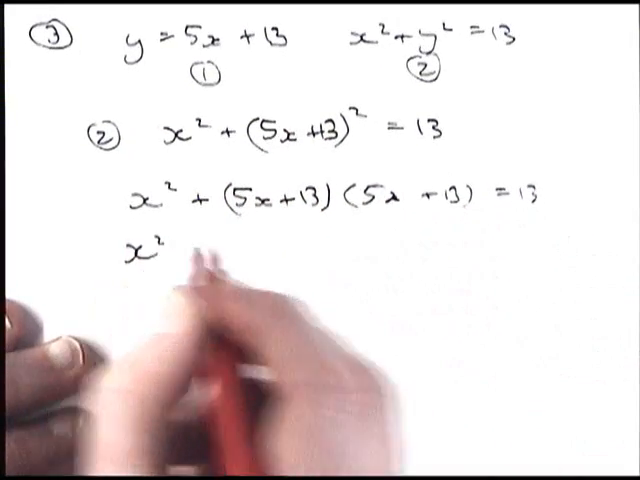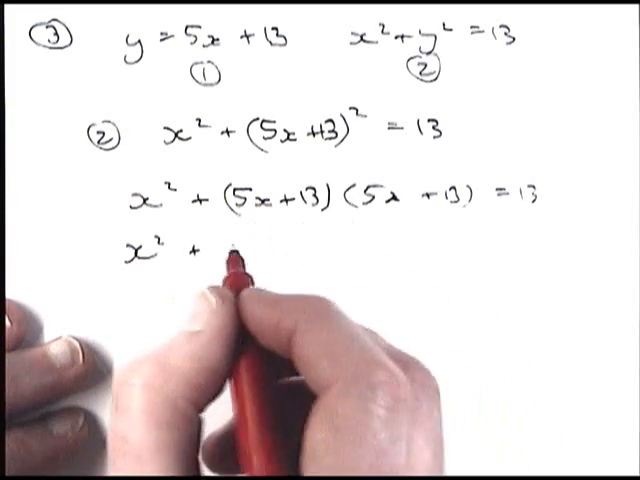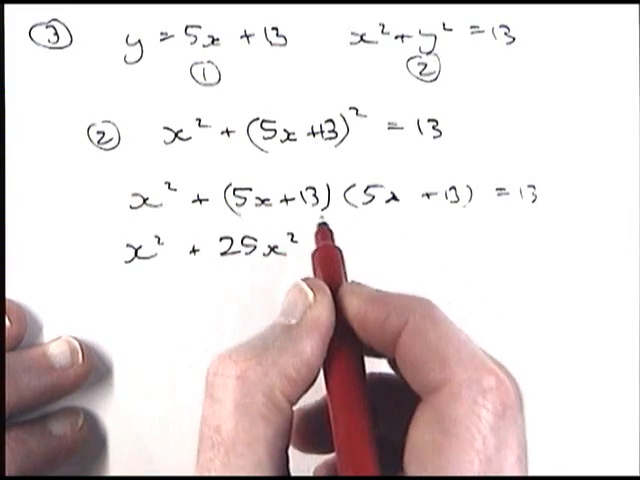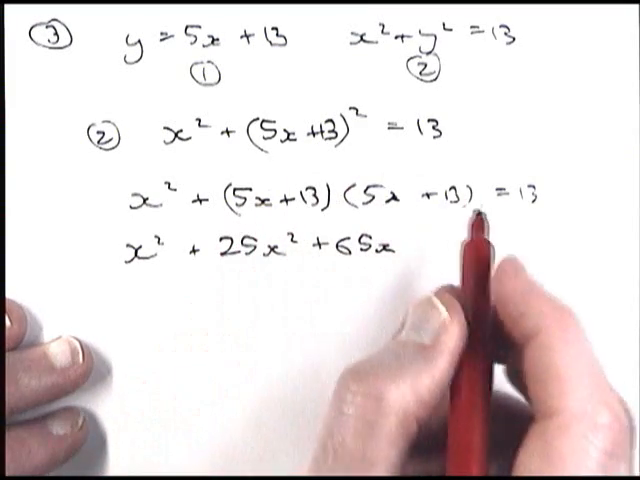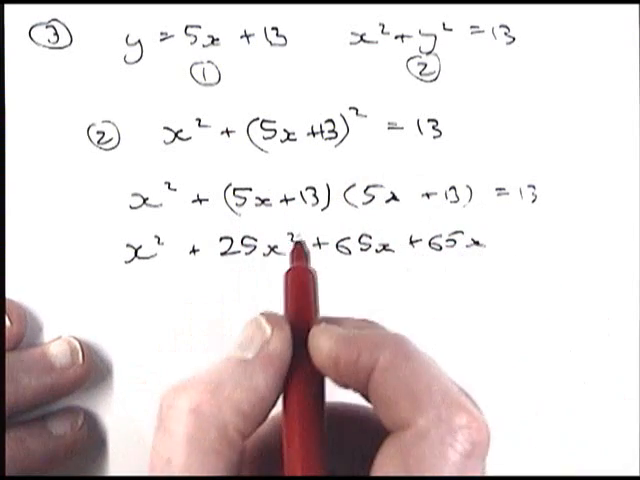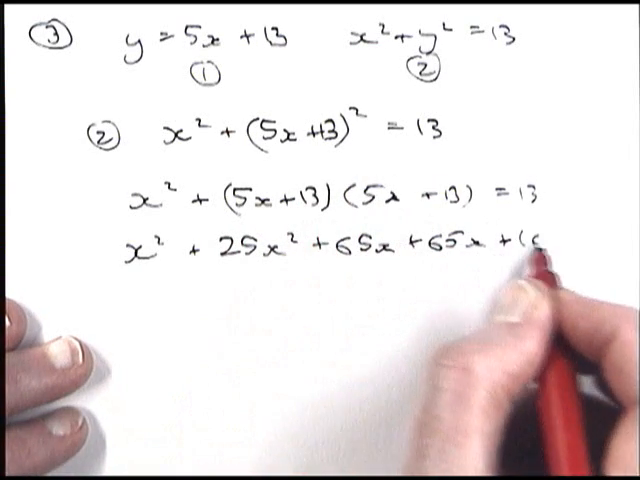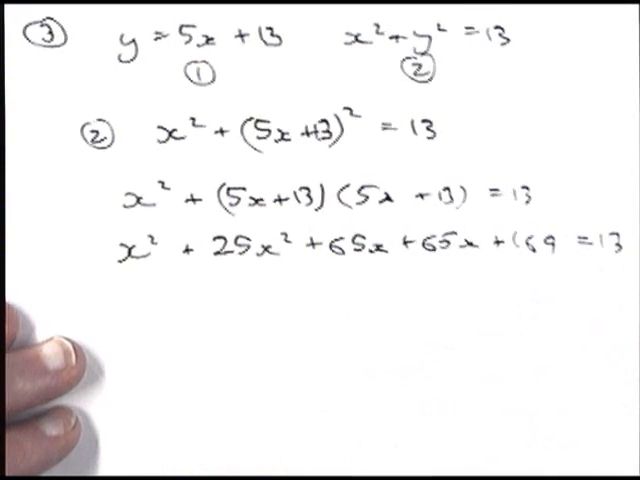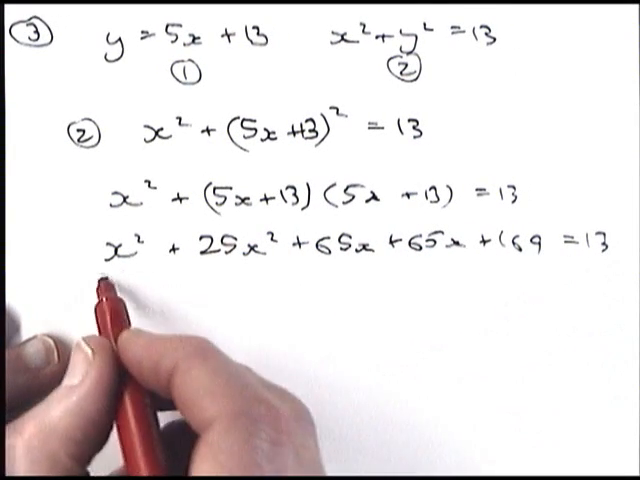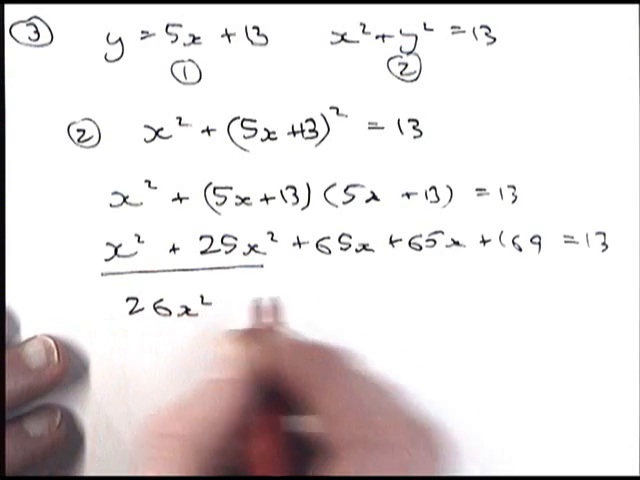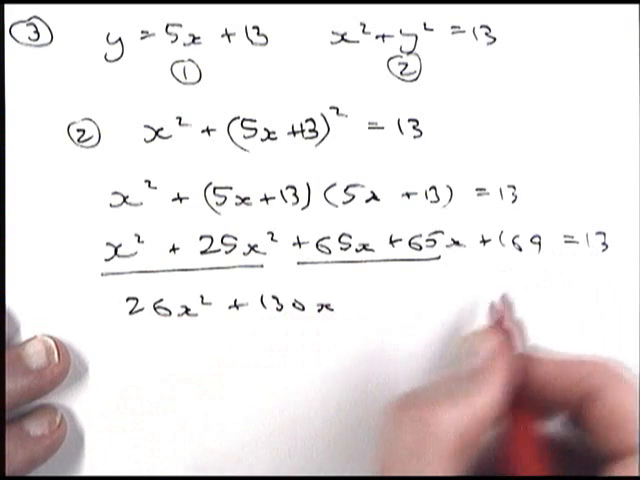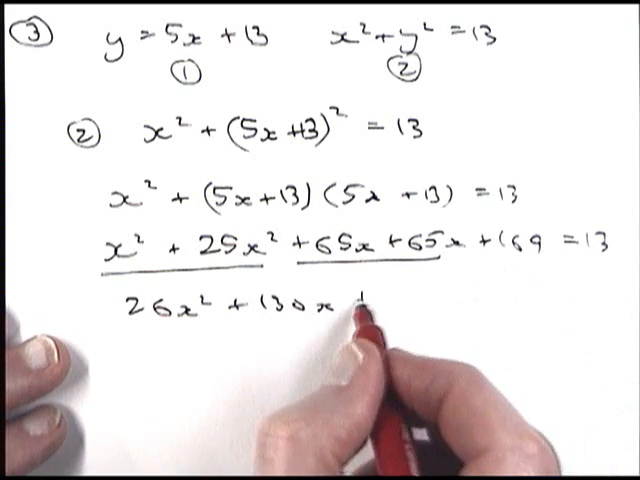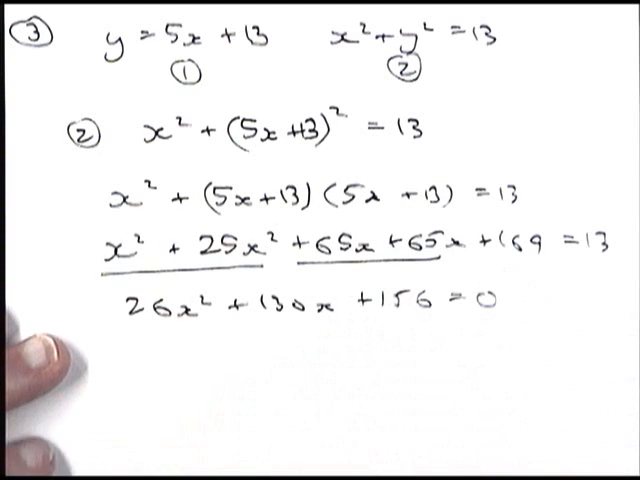If I multiply the brackets out, I'm going to get the 5x times by the 5x is 25x squared. The 13 times by the 5x is 65x. The 5x times by the plus 13, 65x. The 13 times by the 13, 169. So I've got that. Now I want to try and simplify it. So I've got 26x squared, plus 130x. If I bring that across to where it'll be negative on this side, I've got plus 156, and that equals 0. So I've got this quadratic equation.